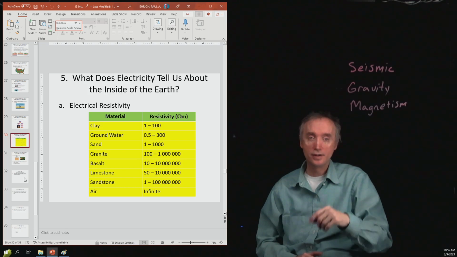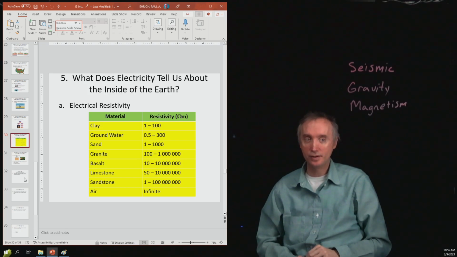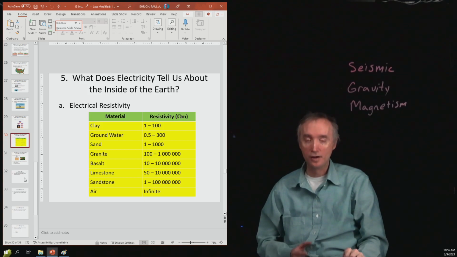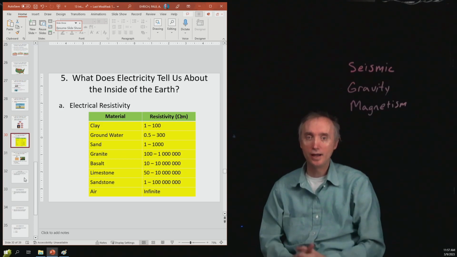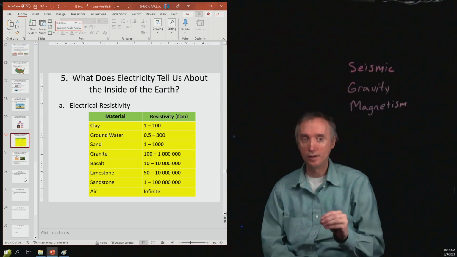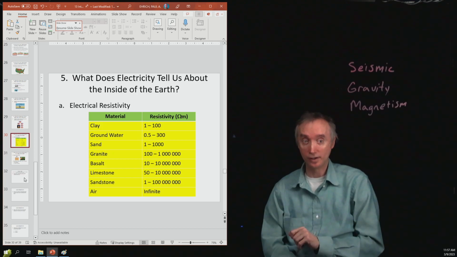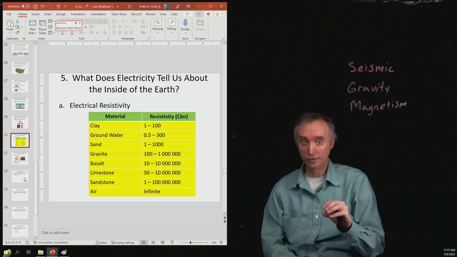If you look at here, this shows the resistivity, which is the resistance to the flow of electricity for different kinds of substances. So the smaller the number, the better it conducts electricity. The bigger the number, the more resistive it's going to be. So if we look at clay, clay goes from 1 to 100. So notice 1 would mean it conducts very easily, and even 100 is conducting pretty easily.